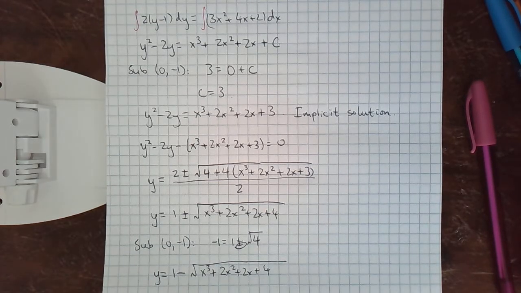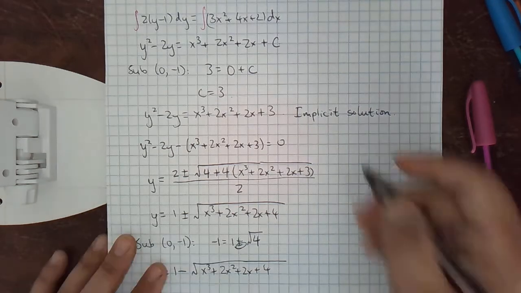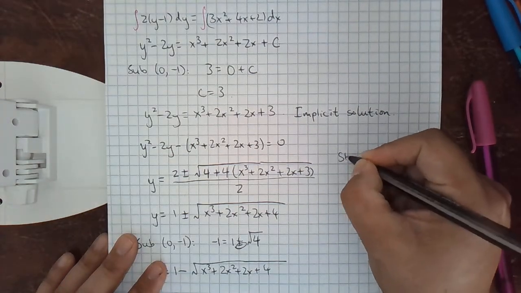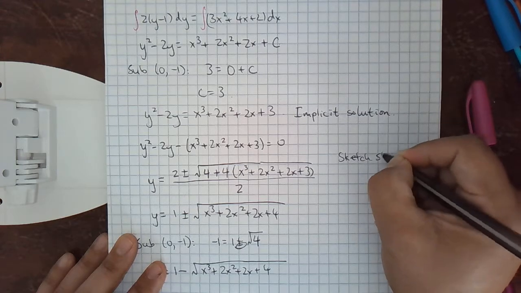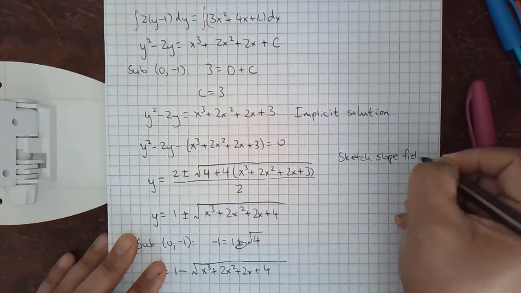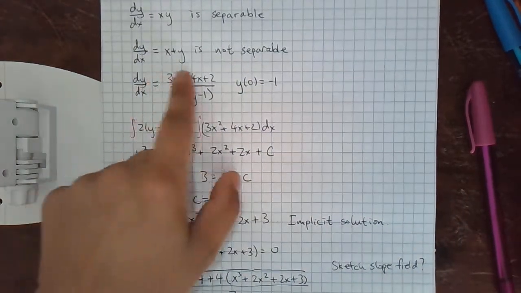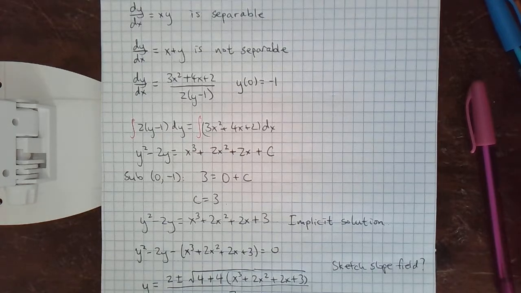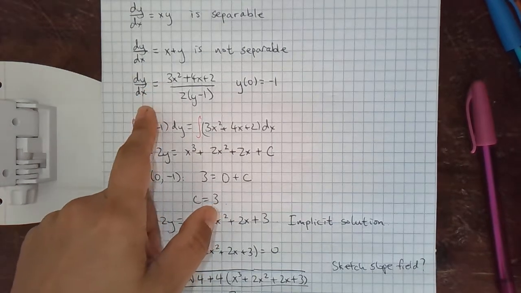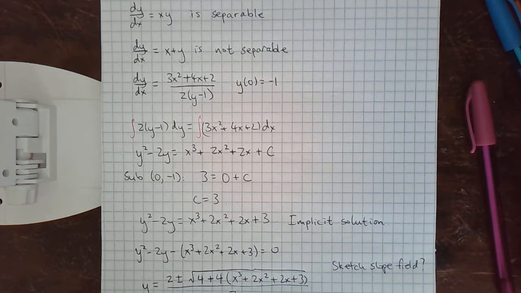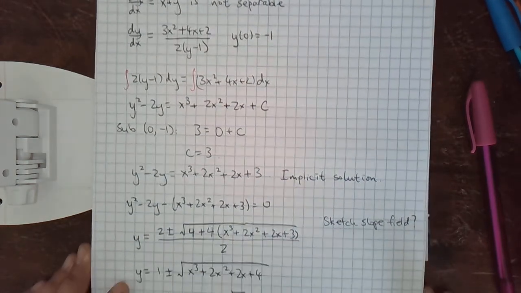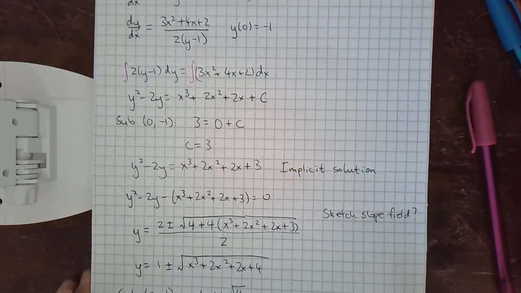Okay. Question. Can we sketch the slope field? This is certainly harder to sketch the slope field than like the first one we did, which was dy by dx equals some constant times y. That was pretty easy to sketch the slope field. We could do a constant plus or minus a constant times y. That was also not bad. We just shifted it up or down. This is a lot harder.